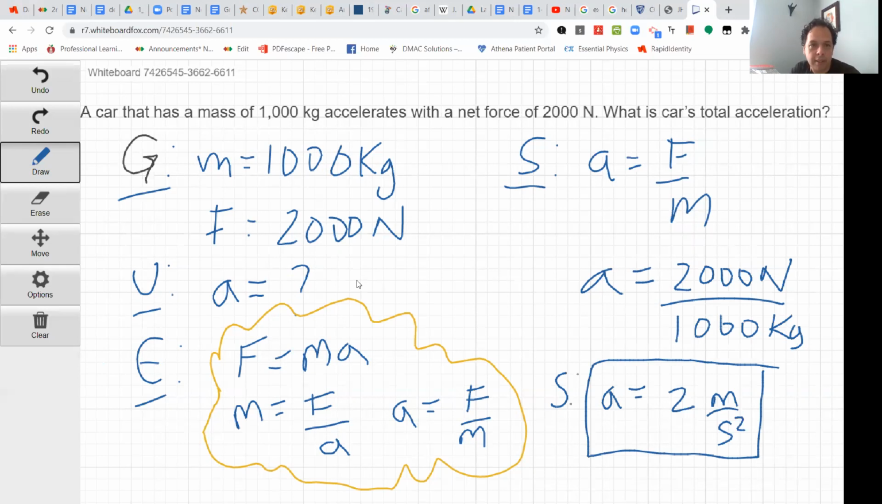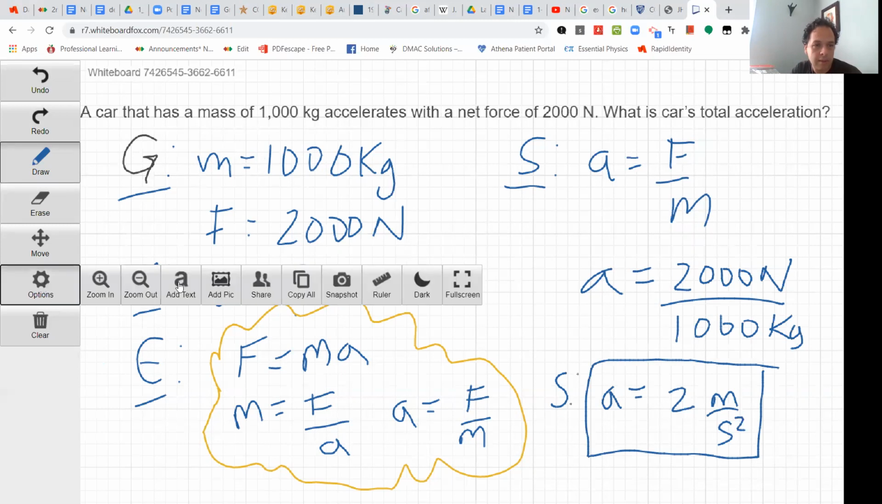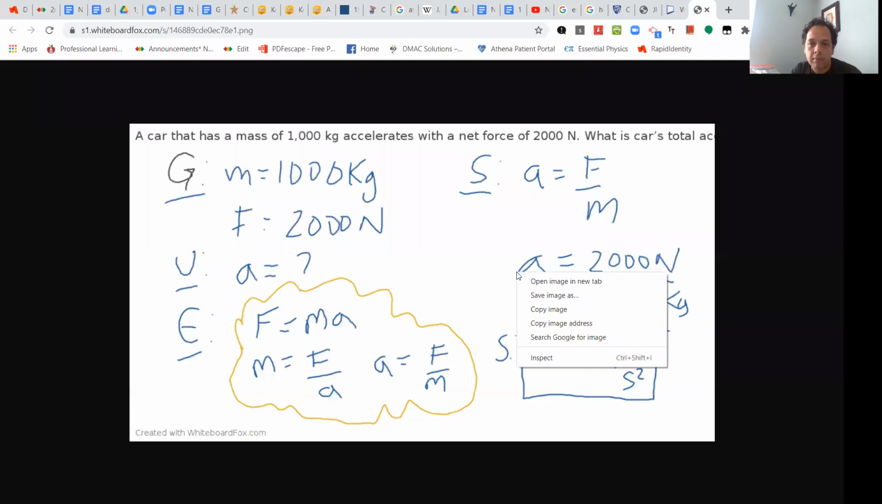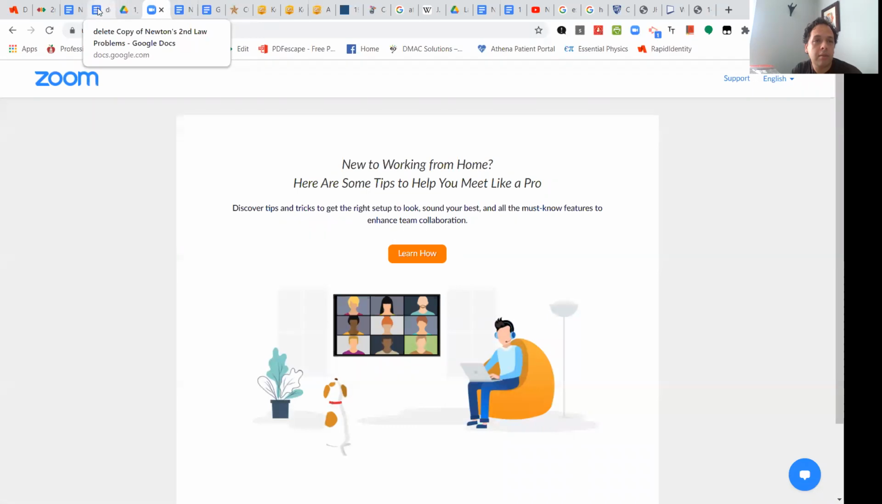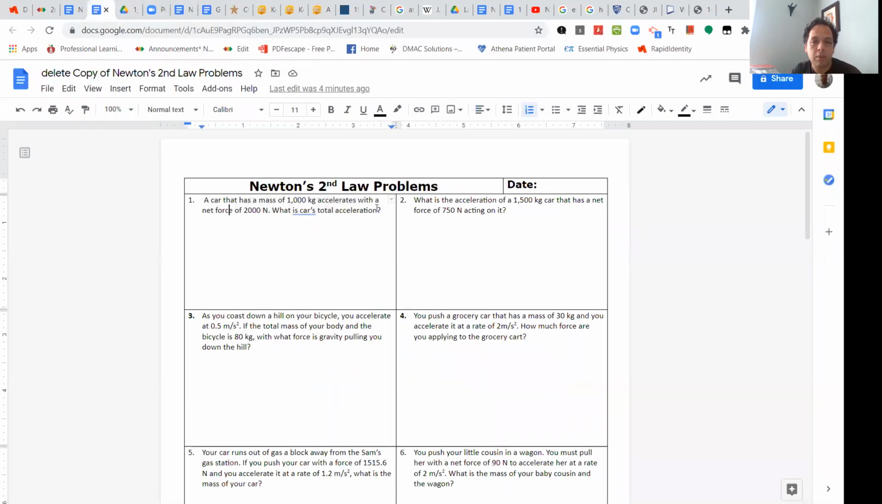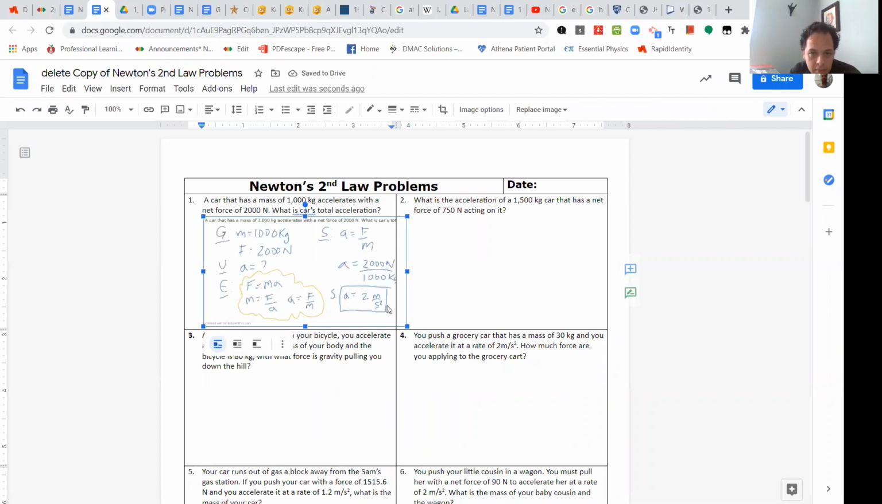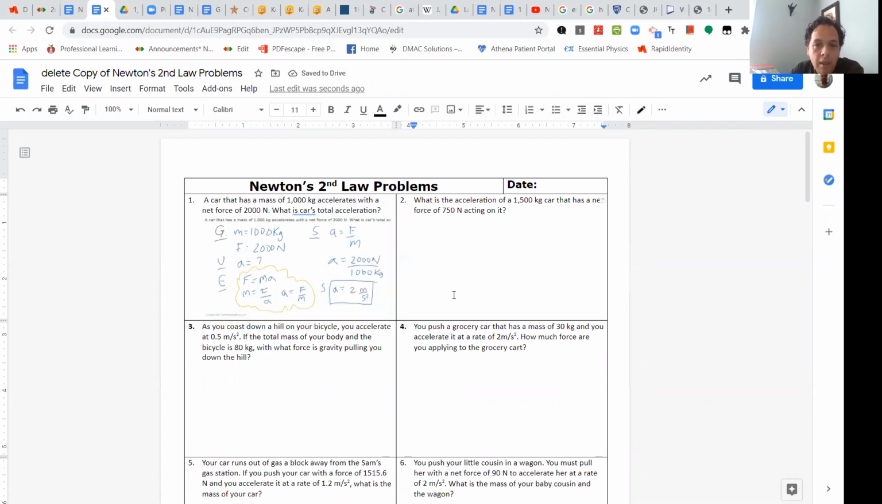So this is what I would like to see on your work, using the GUESS method. So let's take a snapshot, and we post that into this. So here's number 1. Just a little smaller. There we go. Now we can see everything.